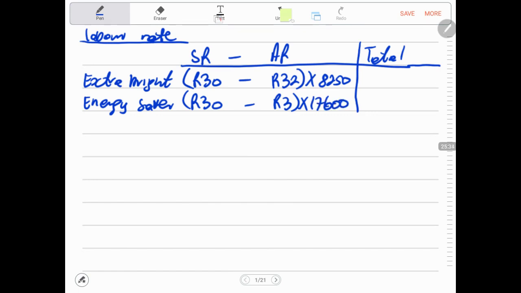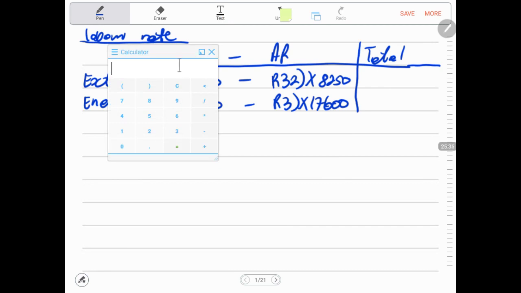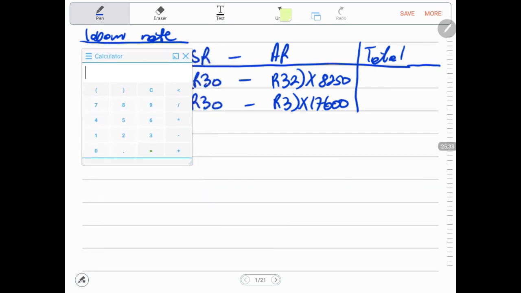17,600 hours. Now we say 30 minus 32. 30 minus 32, multiply this by 8,250. This gives us a total of 16,500. This is in the range 16,500. And this will be adverse variance. Then also the second one will be adverse.